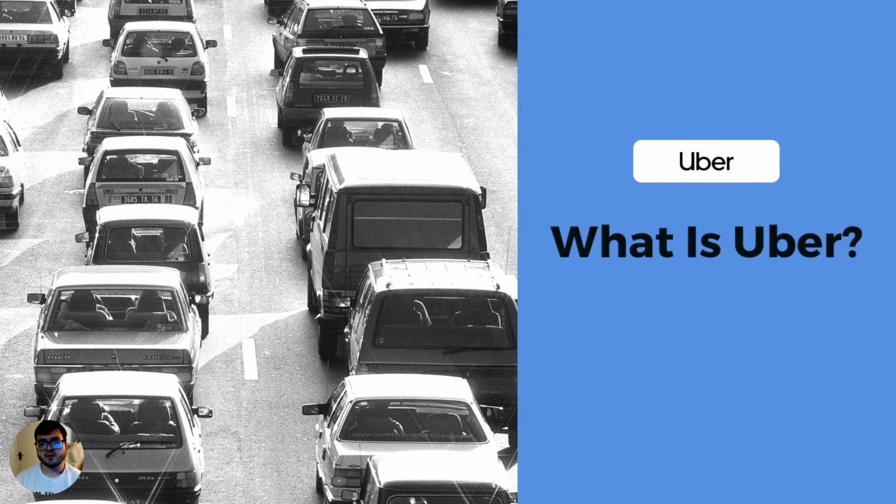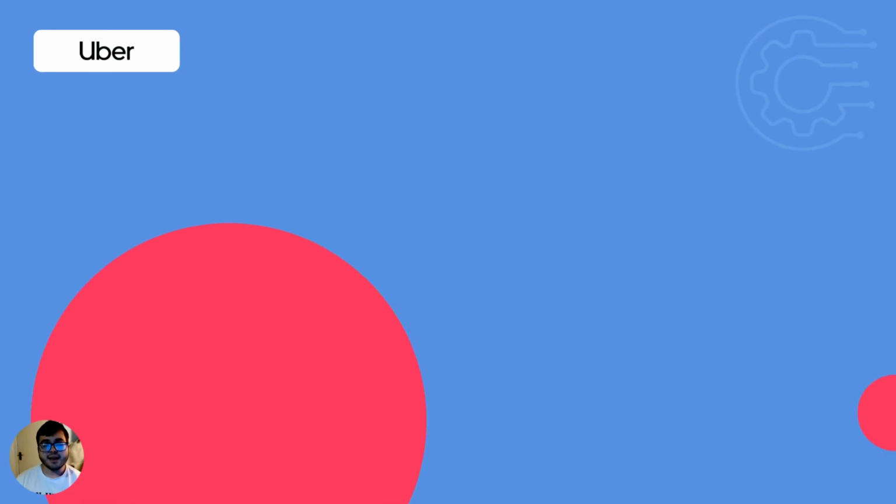We can't start this presentation without first explaining what Uber actually is. Uber is a multinational company with an app that allows passengers to hail taxis directly from their phone. Uber hires independent contractors as drivers, who can be used to transport people and food as part of the Uber Eats application.